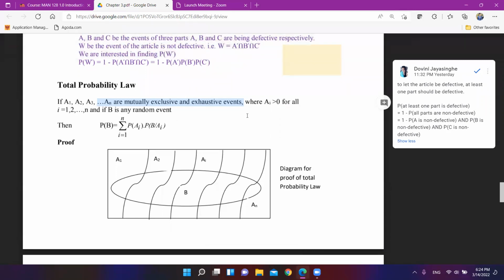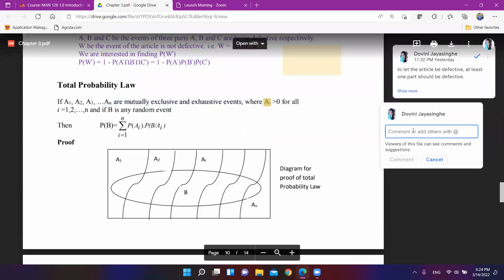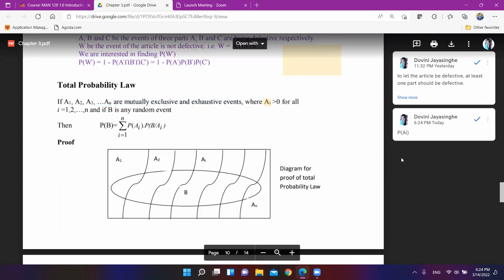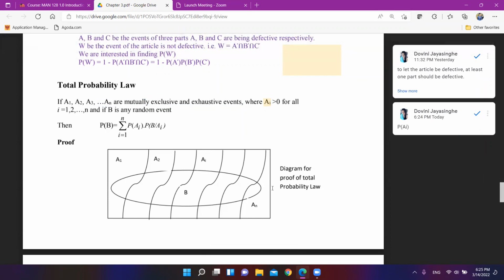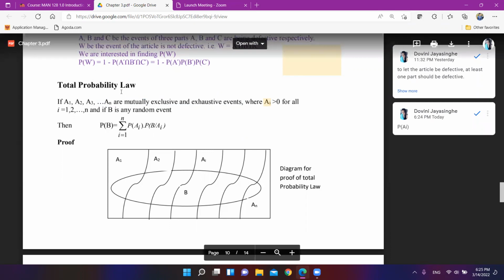Right? Again, this should be probability Ai, i is from 1 to n. B is a random event. B කියලා කියන්නේ තව මොකක් හරි event එකක්. මේ විදිහට තමයි diagram එක හම්බෙන්නේ, just for the proof of total probability law. Total probability law කියන්නේ හරි law එකක්. You have to prove it.